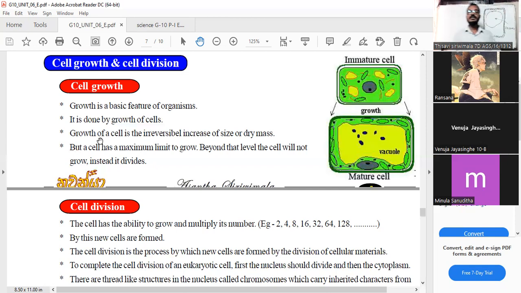Growth is a basic feature of organisms. It is done by growth of cells. Growth of a cell is the irreversible increase of size or dry mass. So what is reversible? You can bring it back to the starting position.